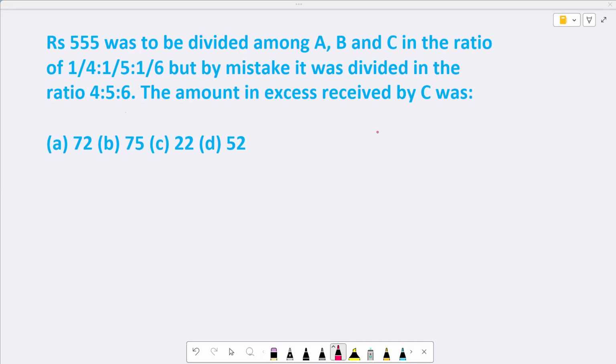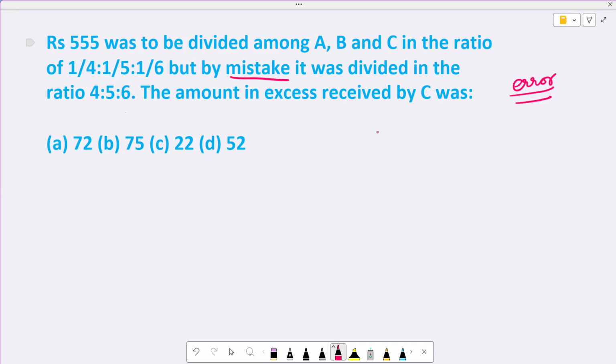So in this video, we'll be continuing with the ratio and proportion questions. Today we'll be dealing with two questions under the topic ratio itself, and these two questions will be based on the error type. Now, what does error mean here? Error means the mistakes that are usually made while distributing a particular entity or substance.